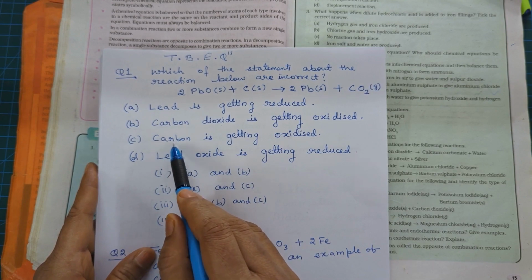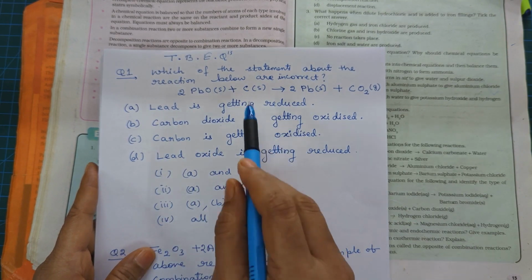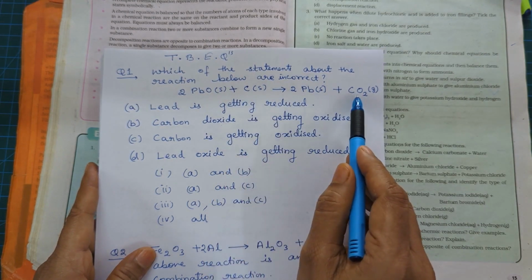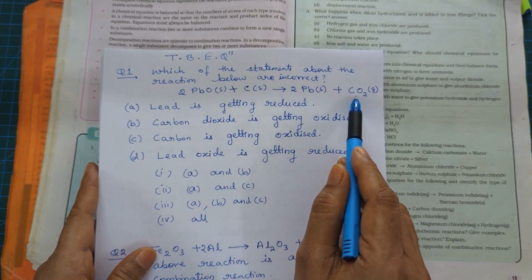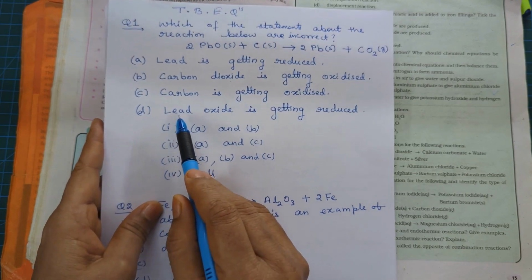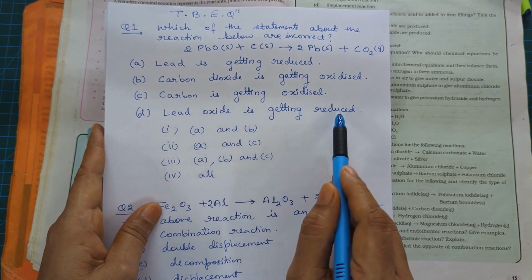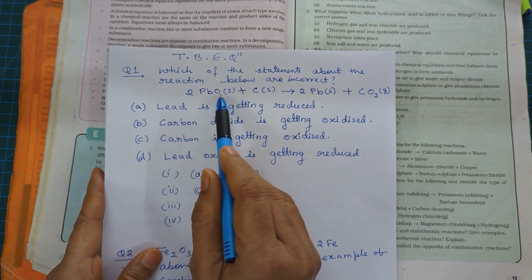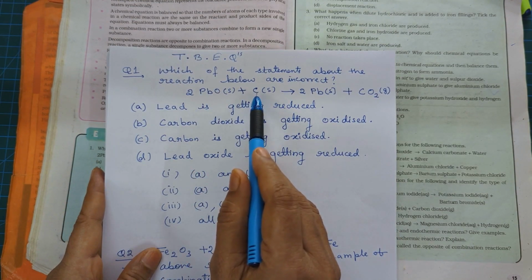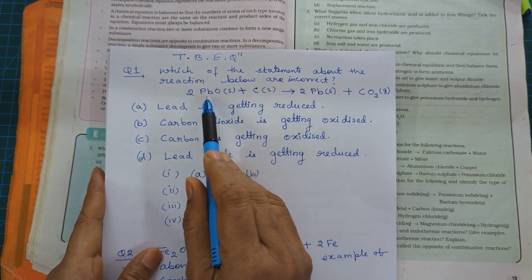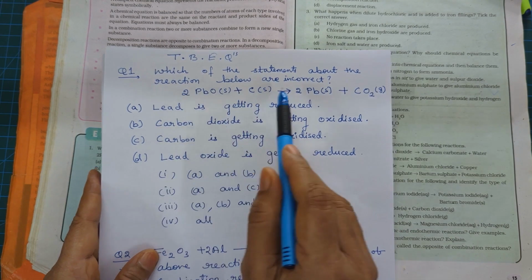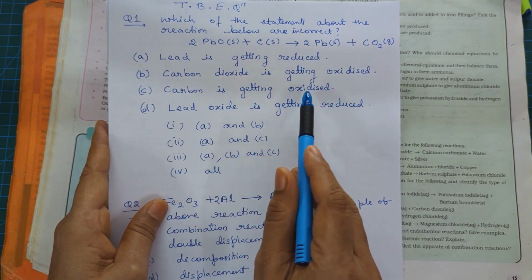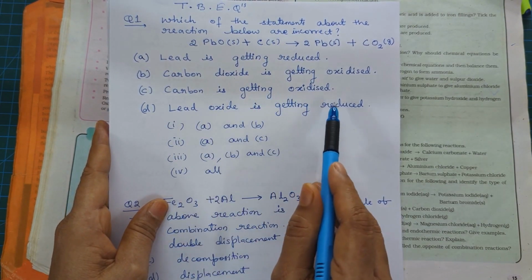The third one, carbon is getting oxidized, is very much correct. In the reactant side we have carbon, so carbon became carbon dioxide. So carbon was oxidized. And the fourth option, lead oxide is getting reduced, is also true. From the oxide form, carbon, which is a reductant, reduced it from lead oxide to pure metal lead. So carbon is getting oxidized is true, lead oxide is getting reduced is also correct.